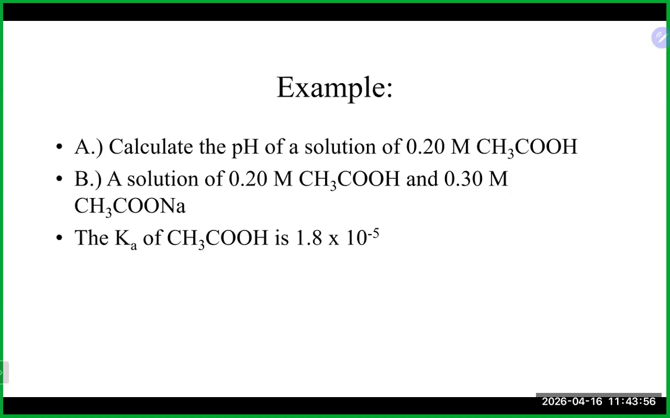So if we take a look at an example here, and we got two parts here, part A and part B, let us calculate the pH of part A, which is calculate the pH of a solution of 0.2 molar acetic acid. The Ka value down here for acetic acid is 1.8 times 10 to the minus 5. So for a moment here, just work on part A and see what pH you get.